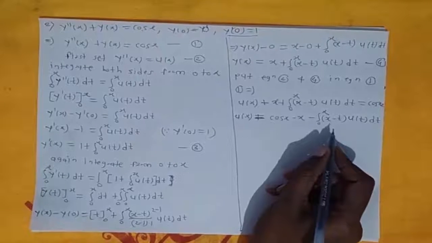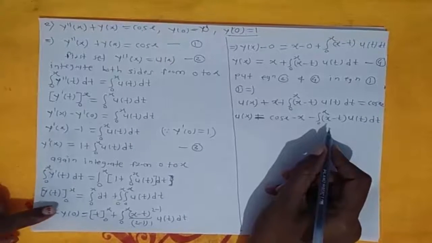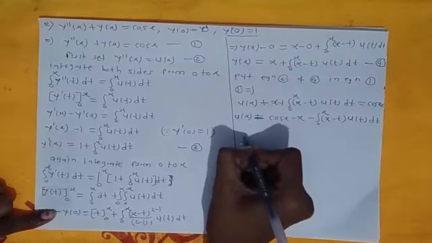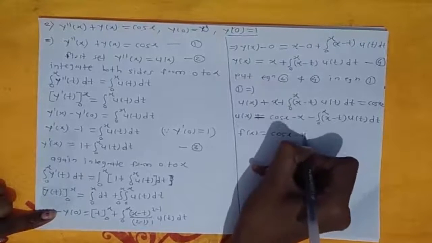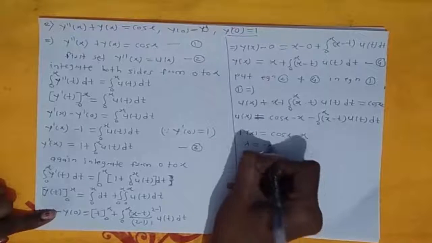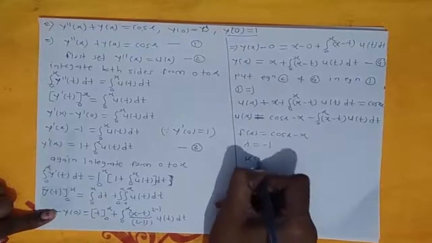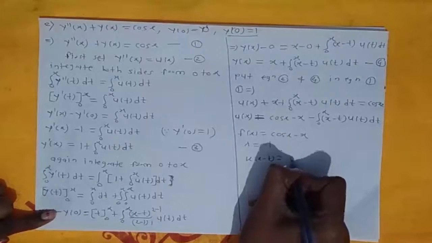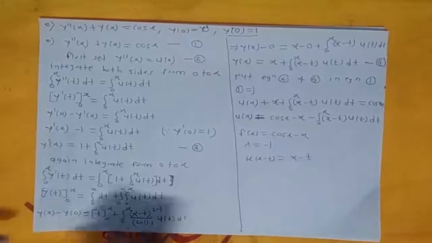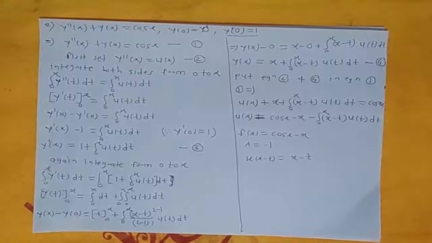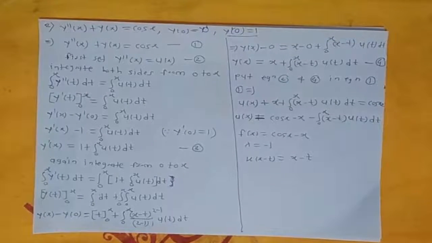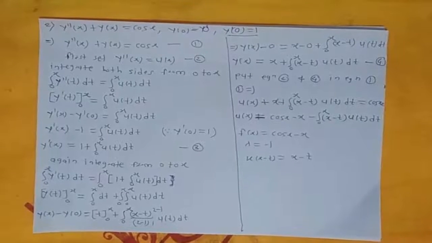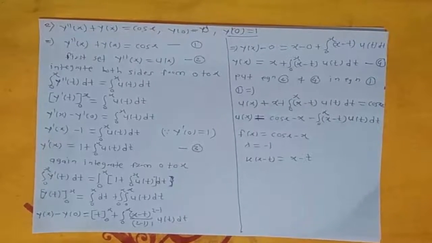Then we get this is the Volterra integral equation of second kind, because here the function f of x will be equal to cos x minus x, lambda will be equal to minus 1, and the kernel k of x,t is equal to x minus t. In this way, we can convert the given initial value problem to the Volterra integral equation by using the conversion formula. Okay, students.